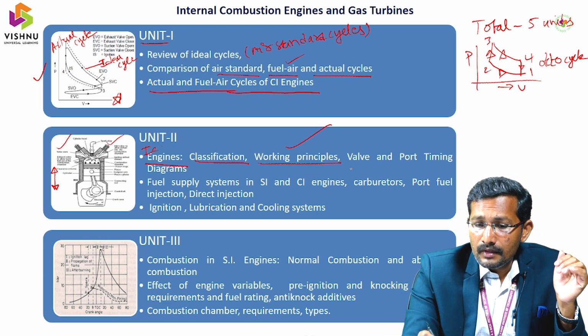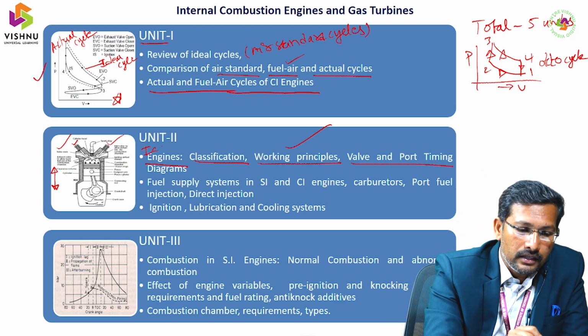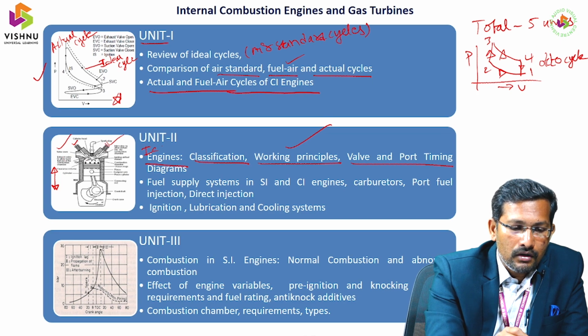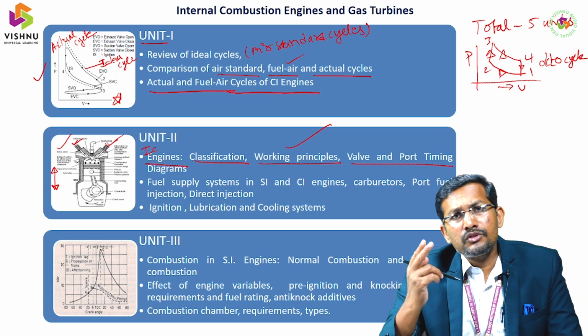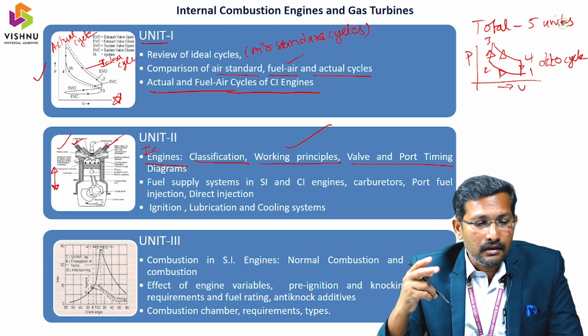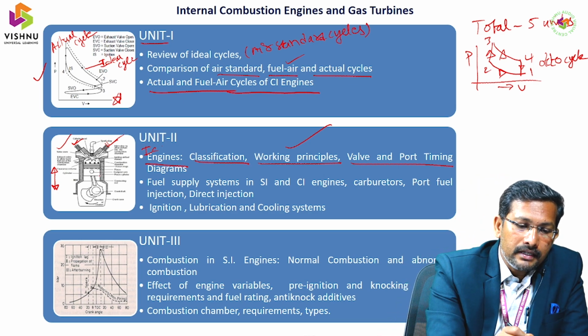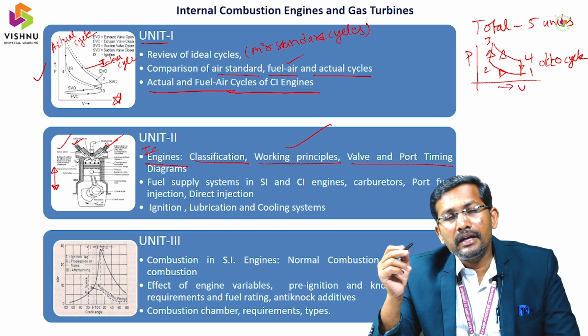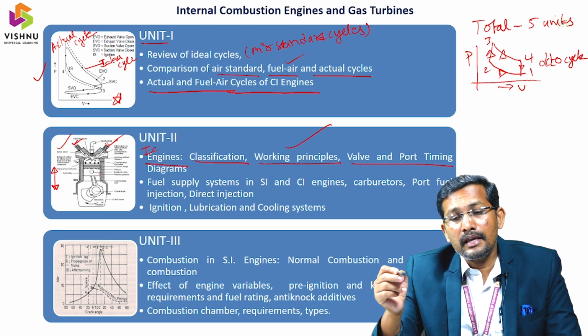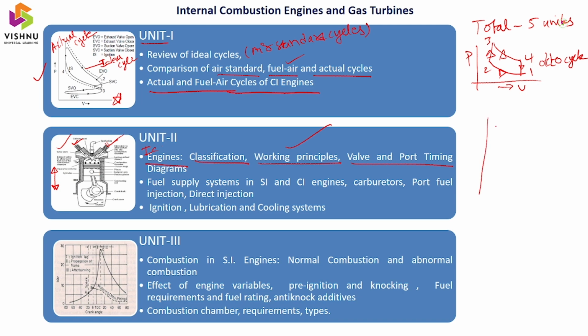Coming to the valve and port timing diagram, here in the same way, these are the valves. These 2 valves, this one and this one: one is the intake valve or inlet valve, another one is the exhaust valve or outlet valve. Based on the piston movement, when each will open and when each will close, we represent it on a circular diagram. This is the TDC and this is the BDC, bottom dead center.